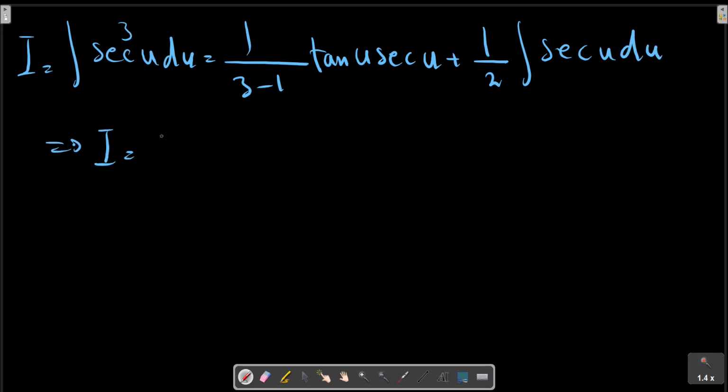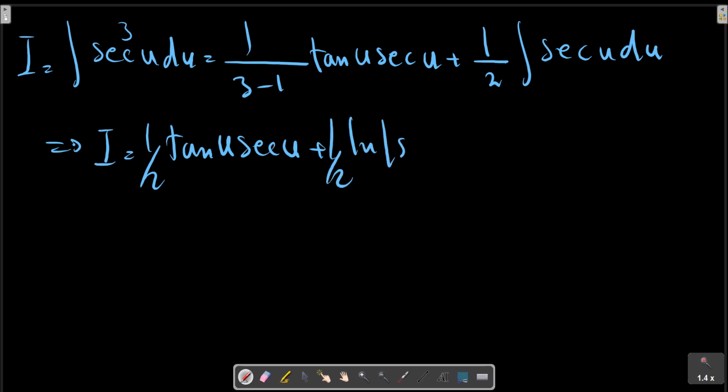I equals to 1 secant u tangent u, secant u. Ln secant u plus tangent u plus c.